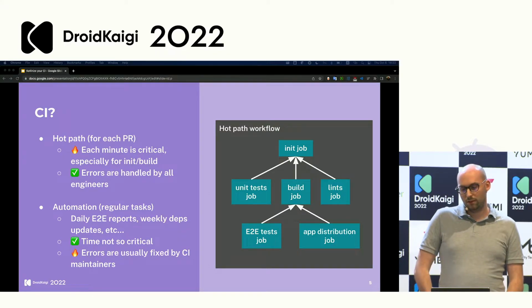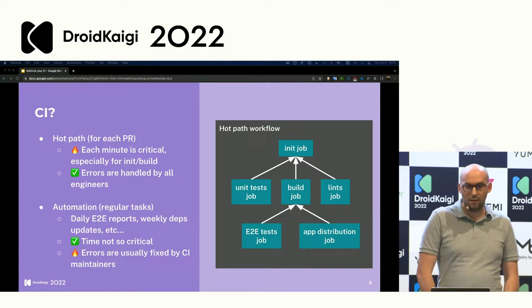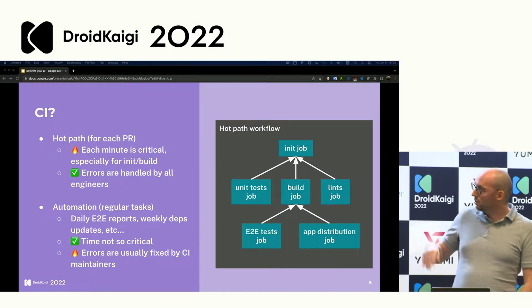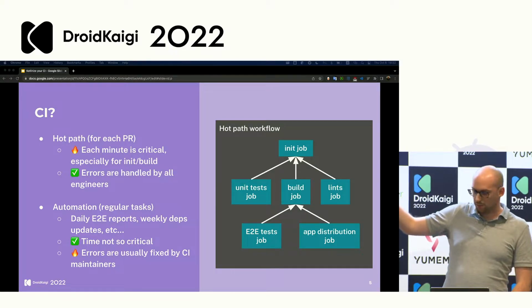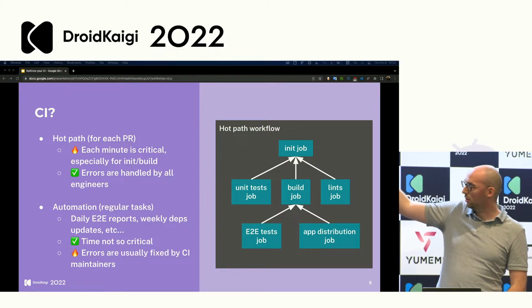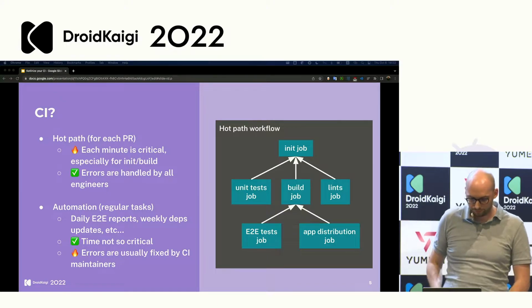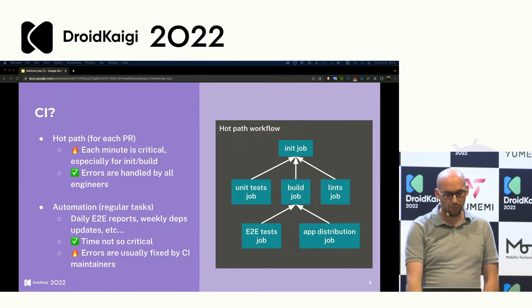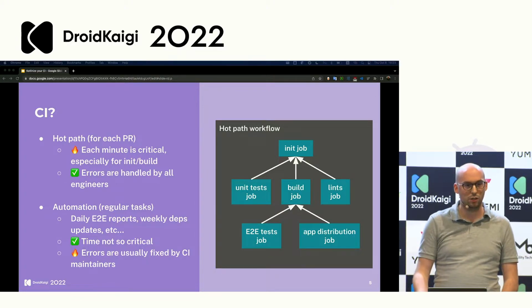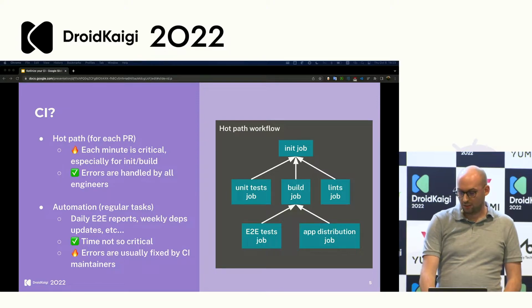Let me explain the two main use cases of our CI at Melkali. The first is what I call the hot path. It's a workflow running every time a change is made. Notice it includes many jobs. I put the drawing on the right, with the init job being the first one, the later ones depending on the init job, and the bottom one depending on build. For this workflow, time is critical, especially for the init and build jobs, because they are used by the other ones, and also because engineers are waiting for them. So this is the first use case.